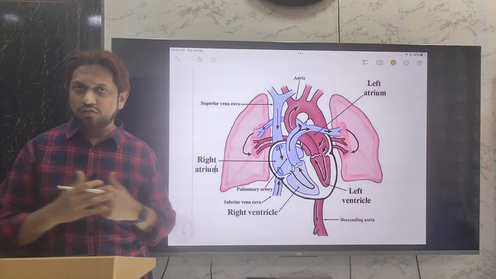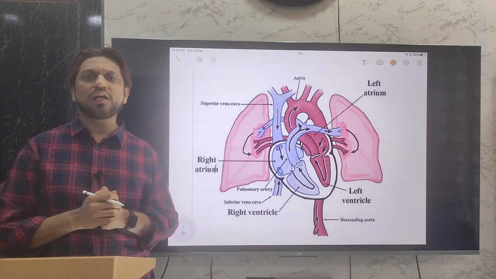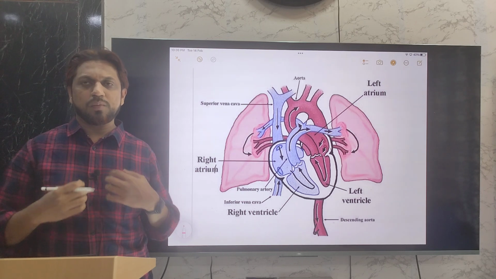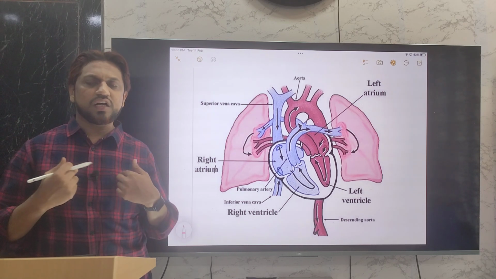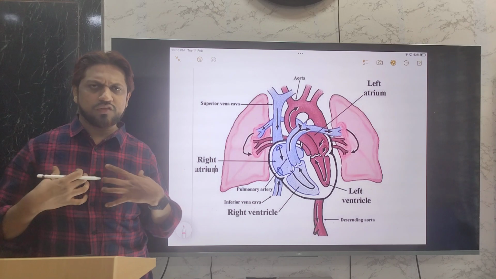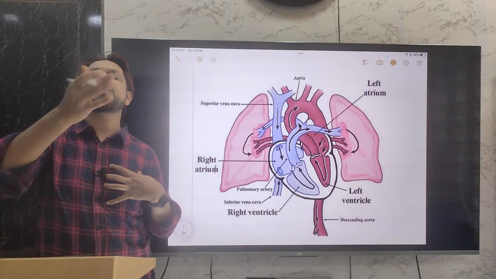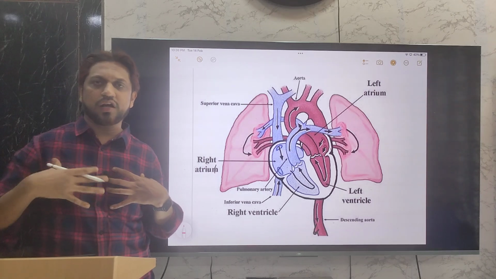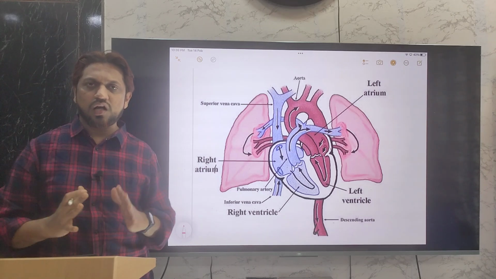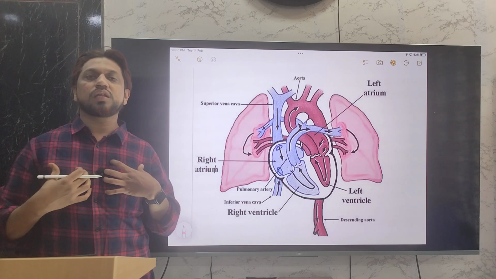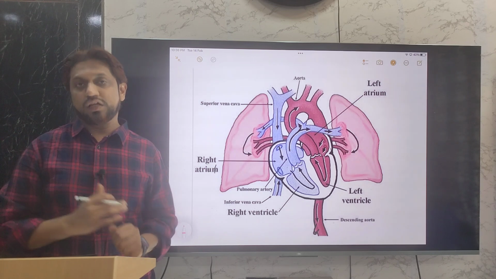Thoracic cavity will expand, and the intrathoracic pressure becomes more negative. This negative intrathoracic pressure should be there so that the air is sucked inside from the outside. Because of the negative intrathoracic pressure, during inspiration, the venous return will increase.